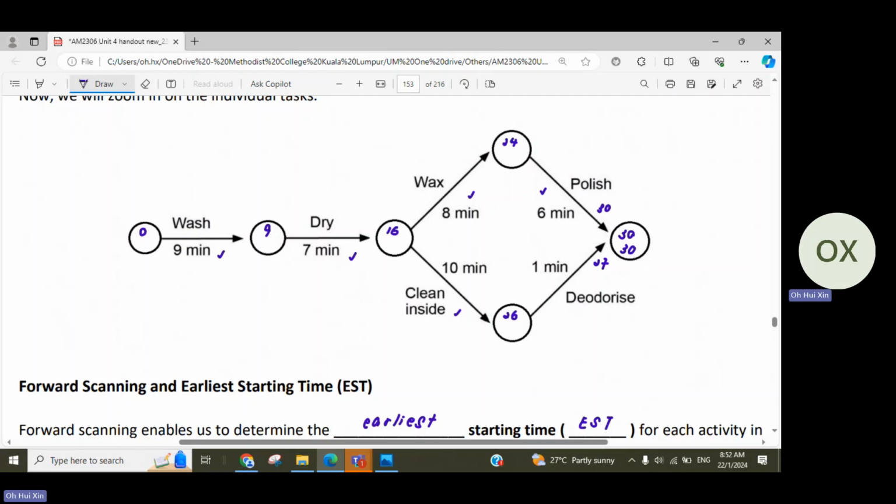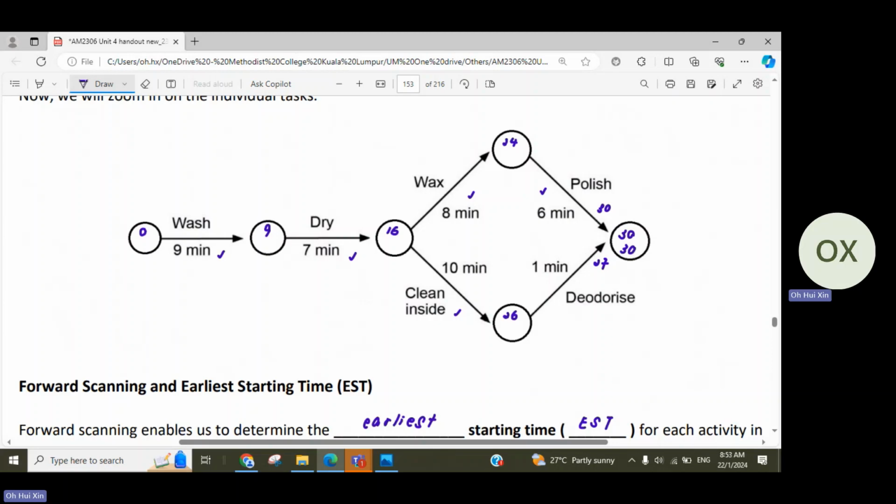But we are talking about how much you can drag each activity and still complete the project within the minimum completion time that you have, which is 30 minutes. That's why the LST and the EST for your last node must be the same. So the LST for the final vertex is going to be the same as the EST.